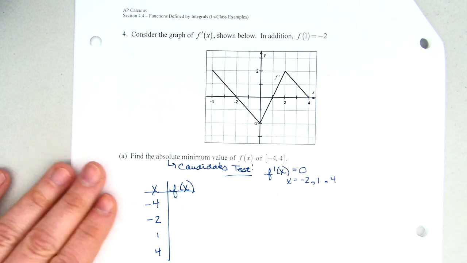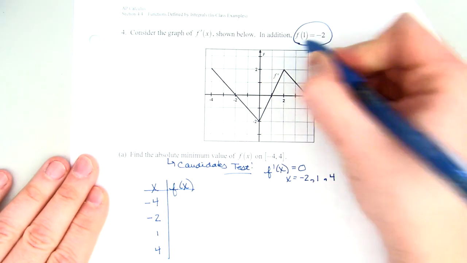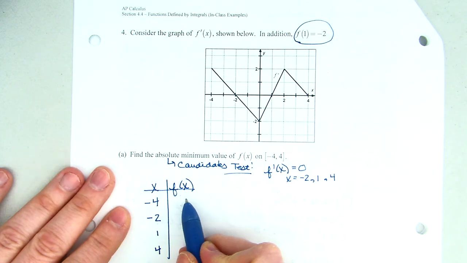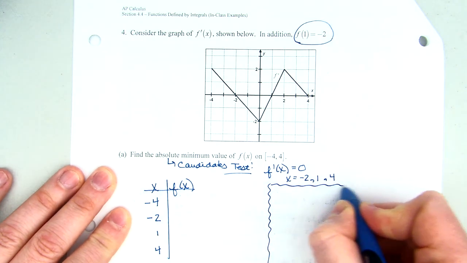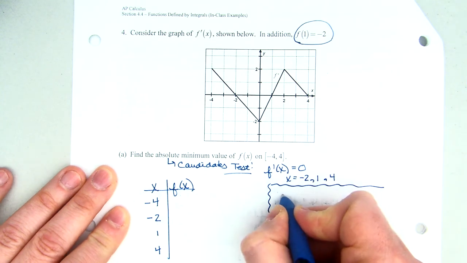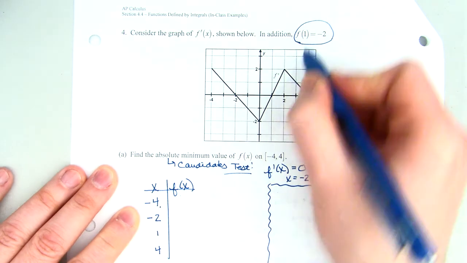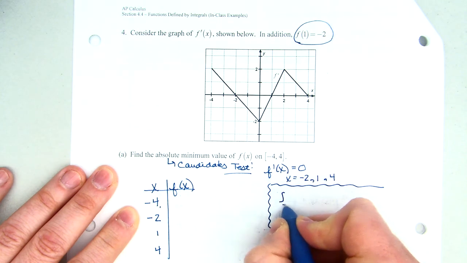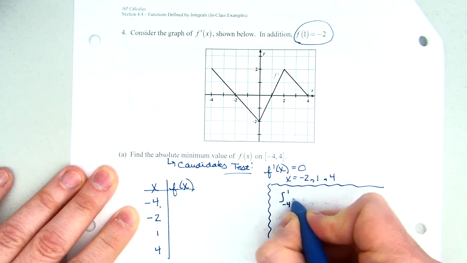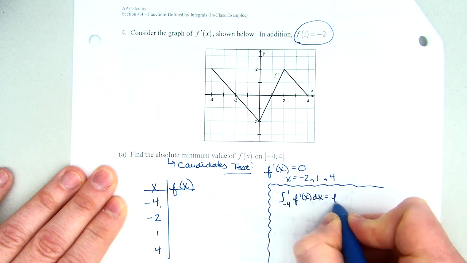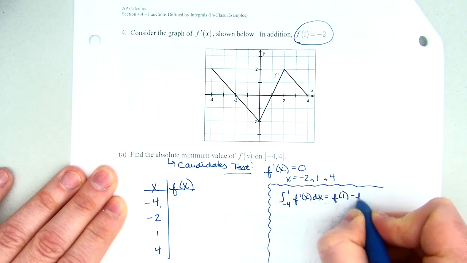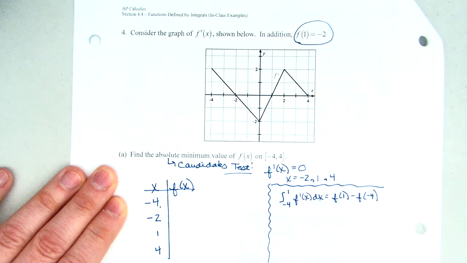Okay, well, I know f of 1 equals negative 2. How am I going to find f of negative 4? I'm not going to do my work inside the table, because I've got to do a little bit of algebra to make this happen, first of all. I want to deal with negative 4. I want to deal with 1. So how about I say the integral from negative 4 to 1 of f prime of x dx equals f of 1 minus f of negative 4. I can get this by signed area. I know this. That's what I'm looking for.